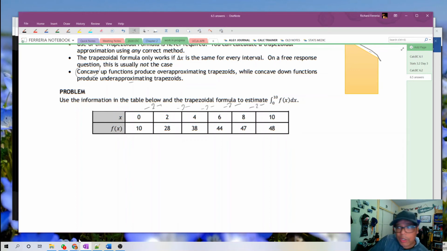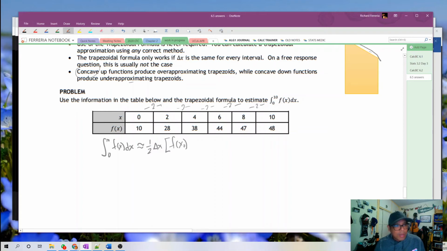First thing you're going to want to do is write out that trapezoidal formula. So the integral from 0 to 10 of f of x dx is going to be approximately equal to, again, approximating because we're using a numerical method here. The trapezoidal formula is a numerical method. That's 1/2 delta x, and we'll go ahead and write f of x naught.